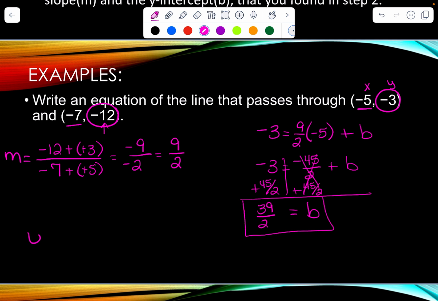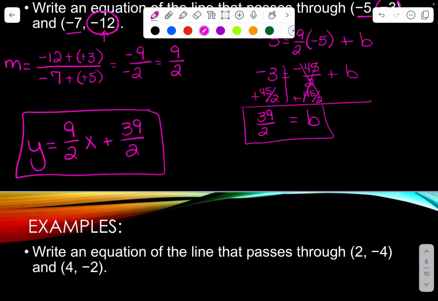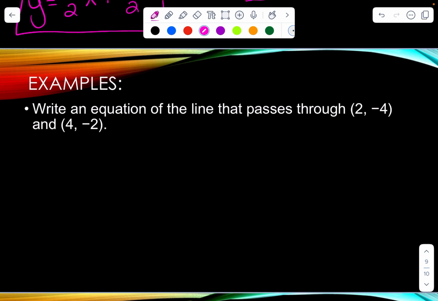So now I come back and now I'm writing my equation. So y equals 9 halves x plus 39 halves. And there is our equation in slope-intercept form passing through those 2 points. Okay, let's try another one. So again, we have our y's, we have our x's. So the first thing I have to do is find my slope.